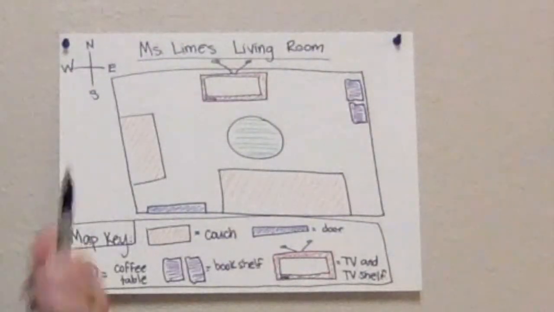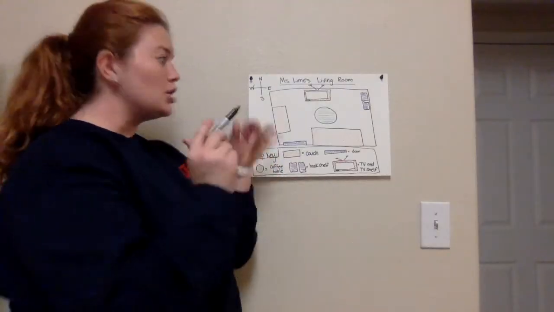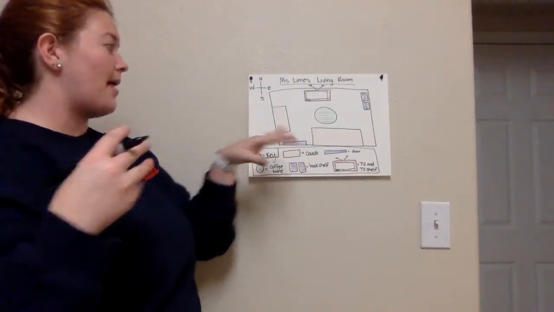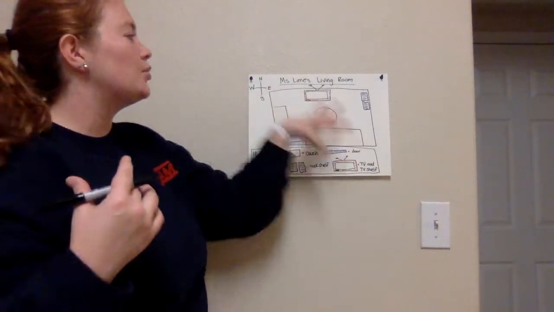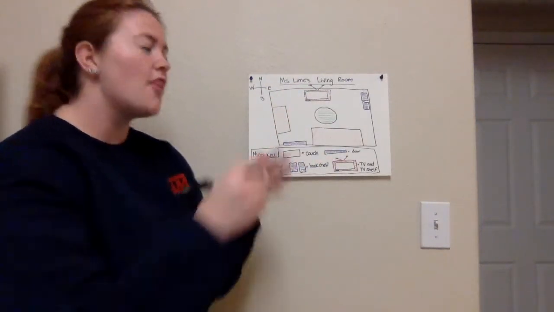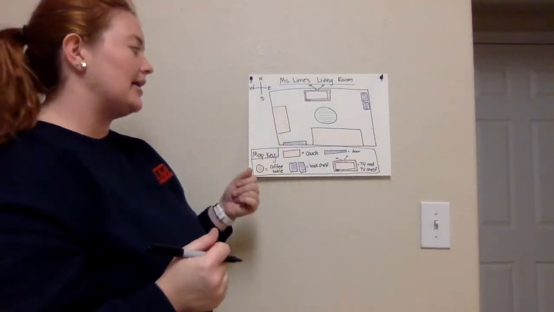Now, is there more stuff in my living room? Yeah, I have like some pillows on the couches. I have a basket of blankets and maybe a lamp. But my map is getting really full. And I showed you the most important parts of my living room.